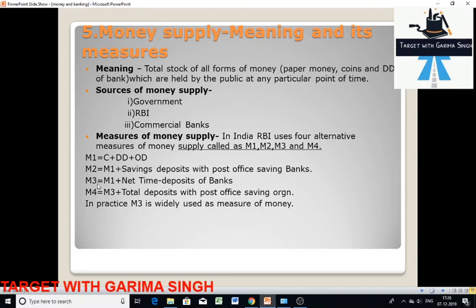In fact, in practice, M3 is widely used as measure of money supply, which is also called aggregate monetary resource of the society. All the above four measures represent different degrees of liquidity, with M1 being the most liquid, M4 being the least liquid. It may be noted that liquidity means ability to convert an asset into money quickly without loss of value.